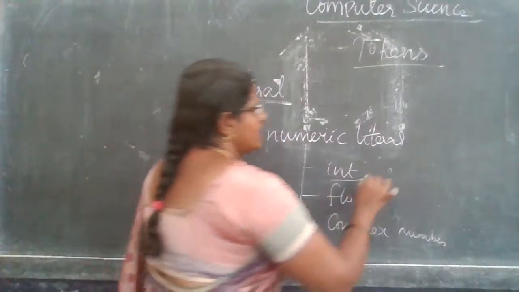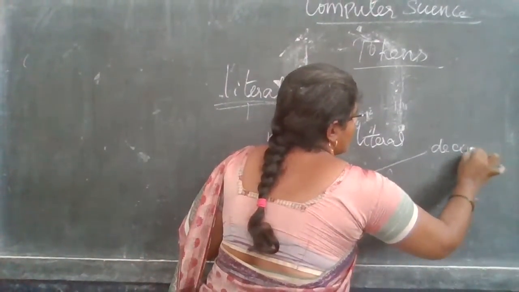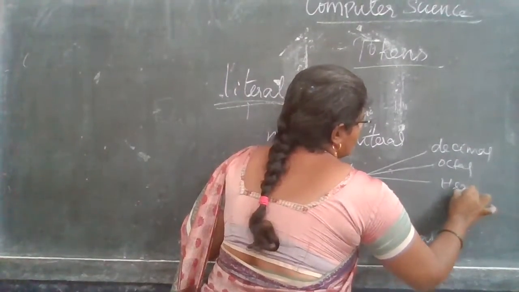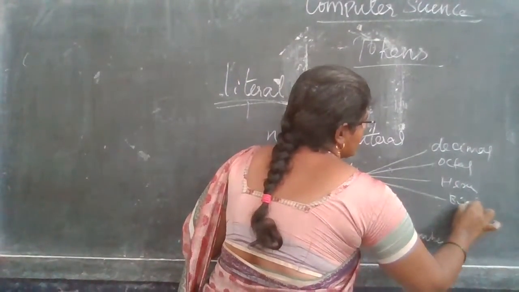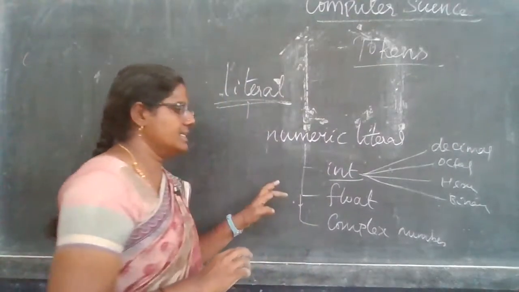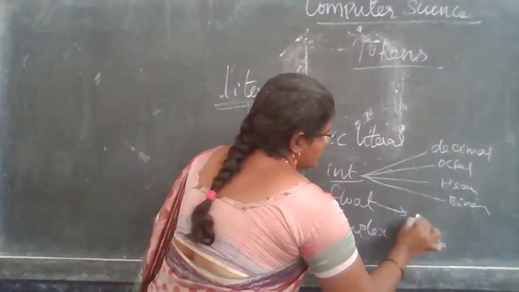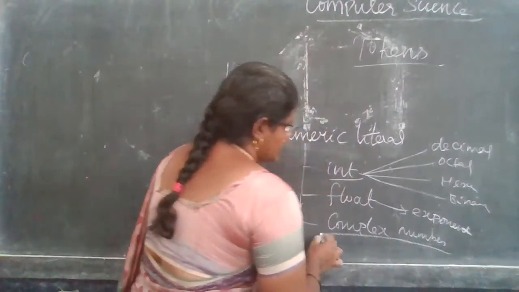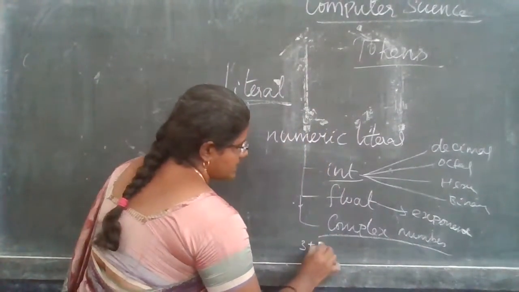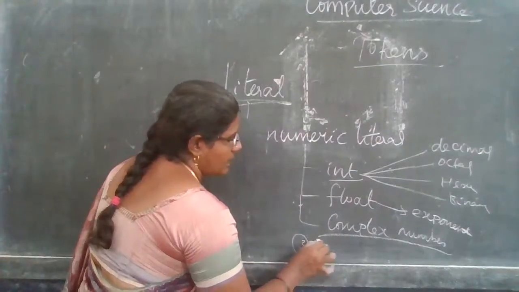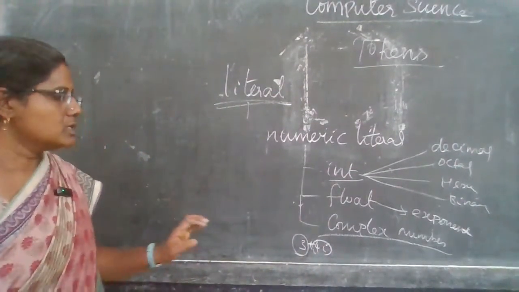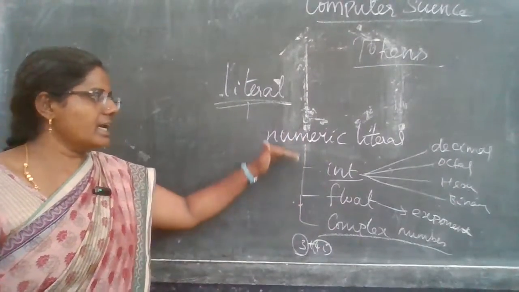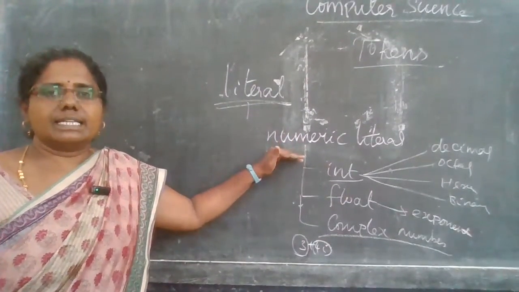Already you know the integer types: decimal, octal, hexadecimal, binary. These come under the integer literals. Floating point literals mean representation with an exponent. Complex means real and imaginary part, like 3 plus 4i. 3 is the real part, 4i is the imaginary part. So real and imaginary parts are represented as a complex number. These come under the numerical literal category.